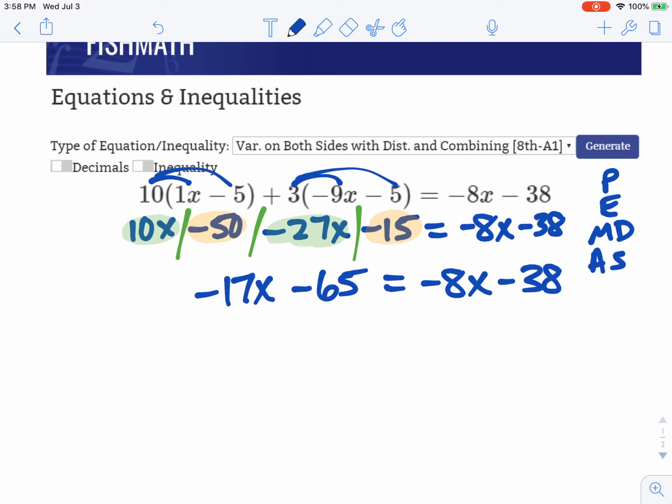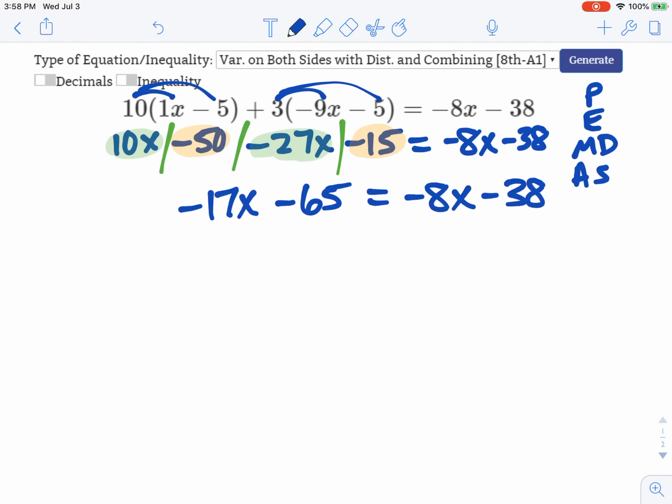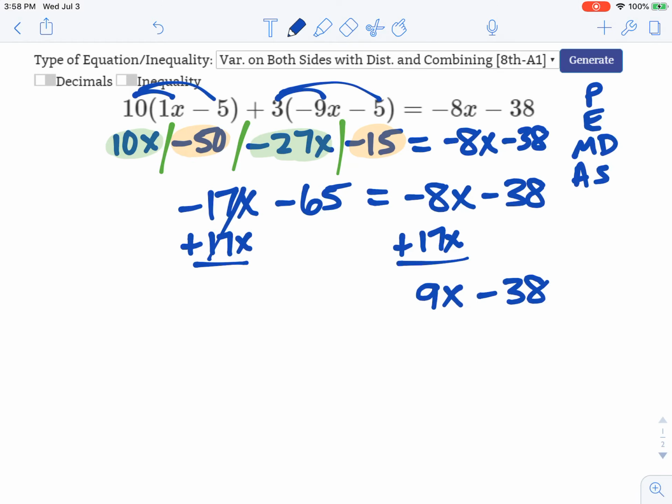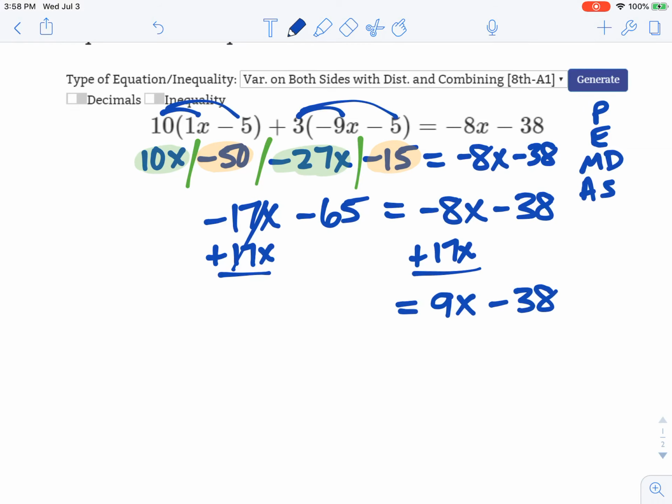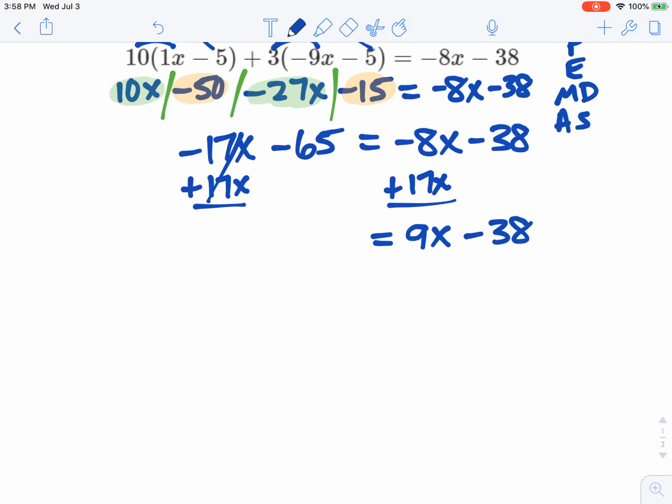Now we just have variables on both sides. So we're going to move, typically again, the easiest way to do this is to move the smaller variable. So negative 17x is smaller, so I'm going to add that to both sides to get rid of the negative 17x. And then I'm going to combine those. So 17x take away 8x's would be 9x's. Bring everything else down.